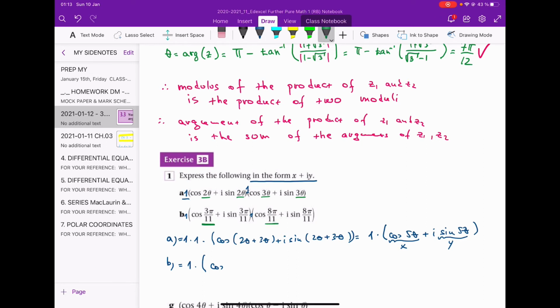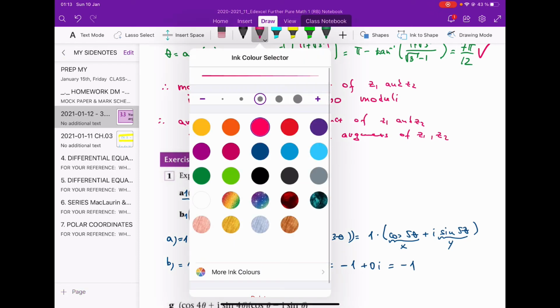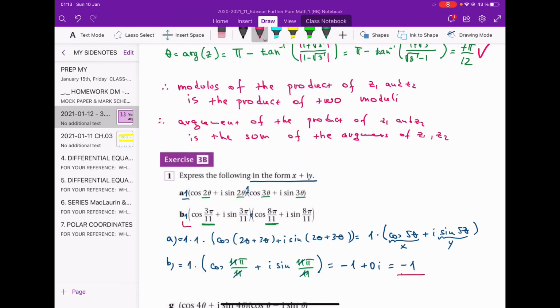3 pi plus 8 pi would be 11 pi over 11, plus I sine, and again the same story, 11 pi over 11. Obviously the 11s cancel out, so I only have pi. And this can be simplified. Cosine of pi is minus 1, sine of pi is 0, so it would be minus 1. So minus 1 can be written the same way. This number is the same as this number.